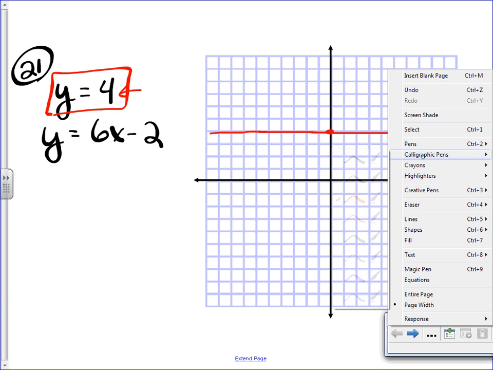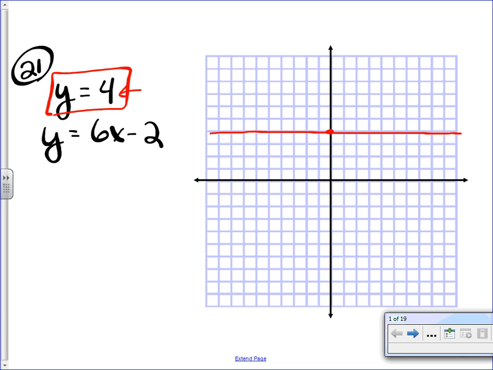Next thing we're going to do is graph the next equation, this one right here. -2, that's going to be our y-intercept. That's going to be right here. The slope is going to be 6, or 6 over 1. So we're going to rise 6, run 1. We can also go down 6. 1, 2, 3, 4, 5, 6. And left 1. Connect the dots.